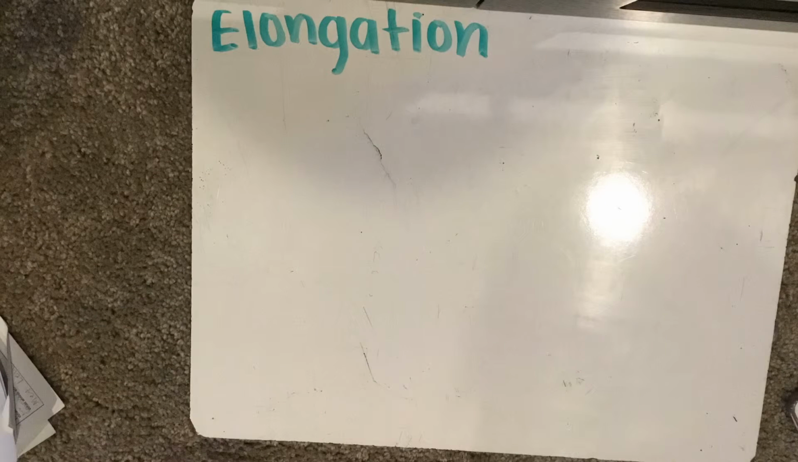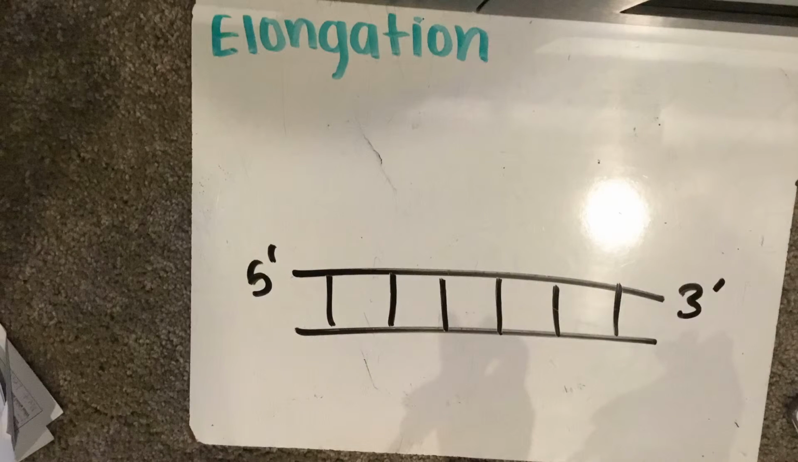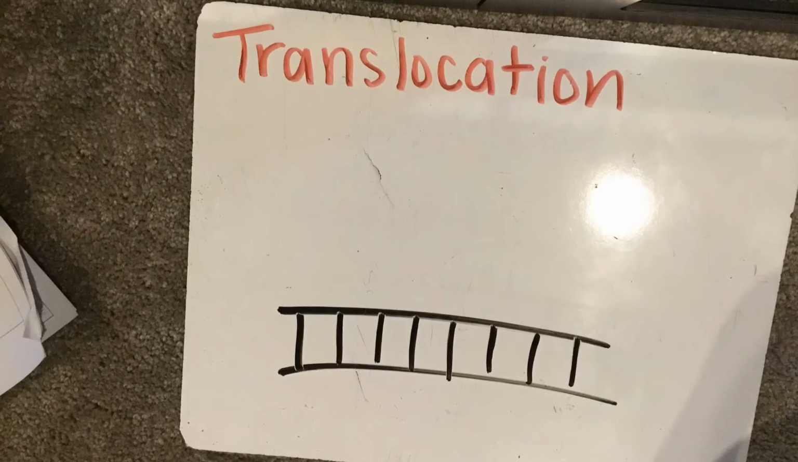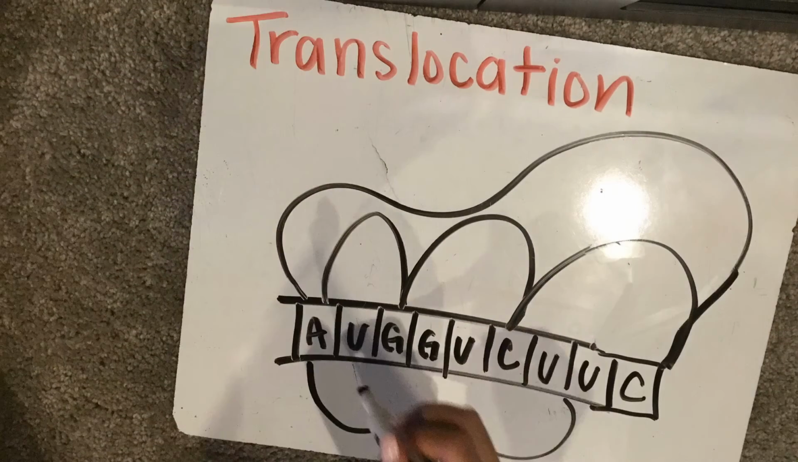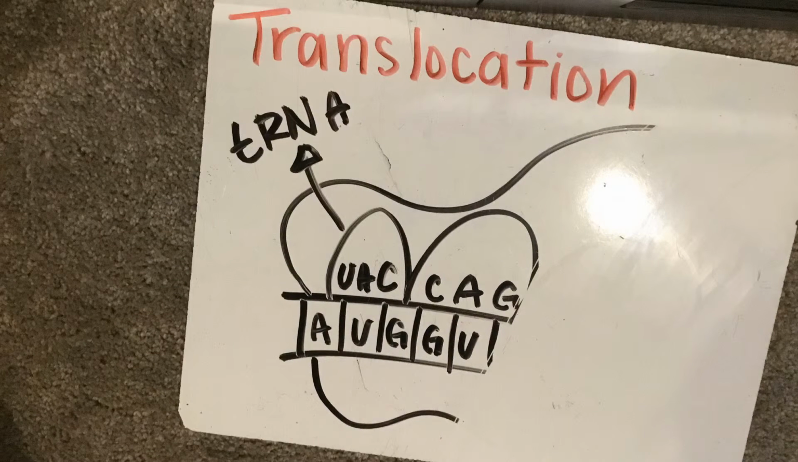The mRNA molecule is read and the new amino acids are added in the 5' to 3' direction. During translocation, the ribosome moves towards the 3' end of the mRNA strand, and because of the move of the ribosome, there is a shift in the tRNA binding site. tRNA then leaves the ribosome from the E site.